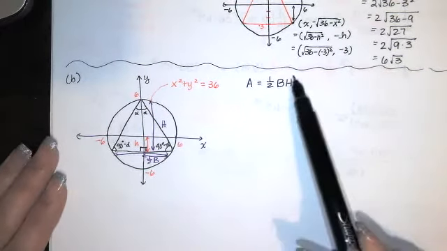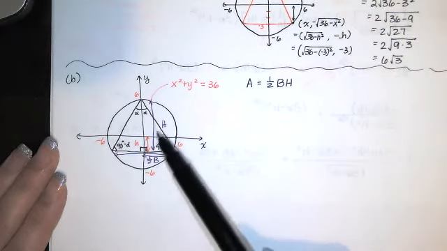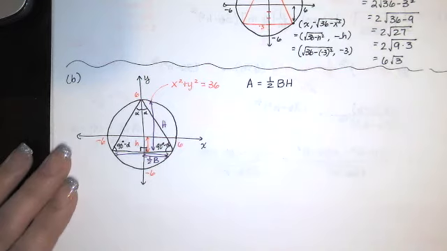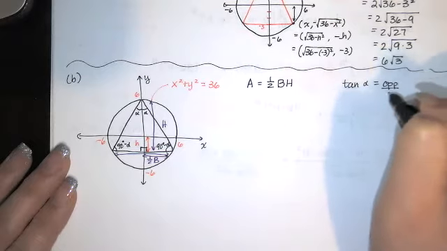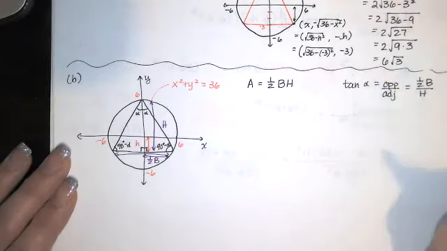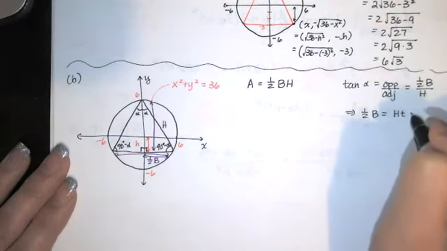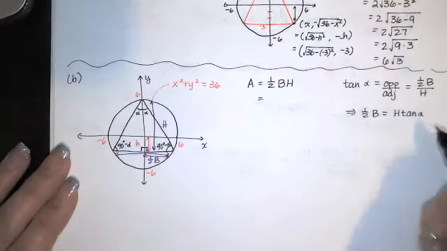easiest way to do it is to use a trig identity. We know that tangent is opposite over adjacent, and h is adjacent to alpha, and 1/2 of b, 1/2 of the base, is opposite alpha. So we've got tangent is opposite over adjacent. Opposite side is 1/2 b, adjacent side is h. So we can solve that for 1/2 b.